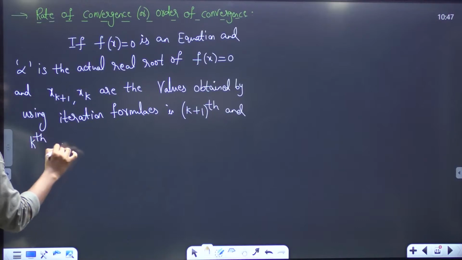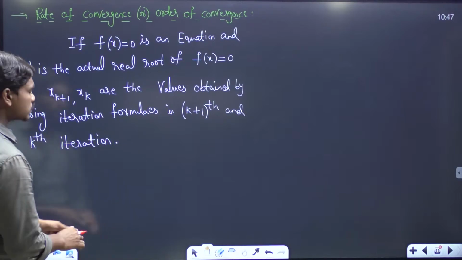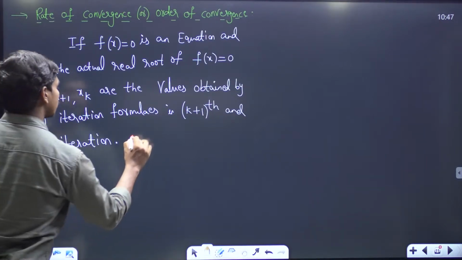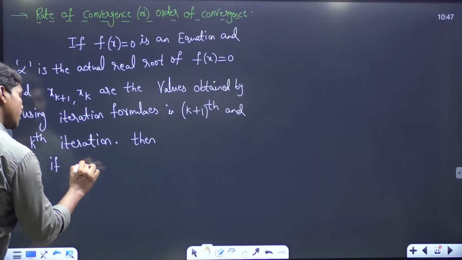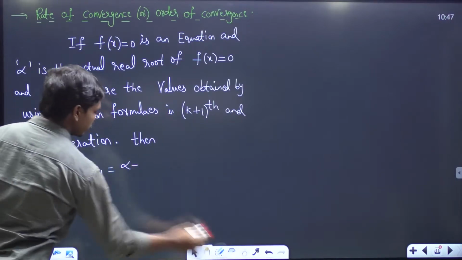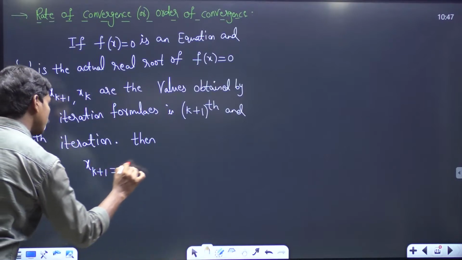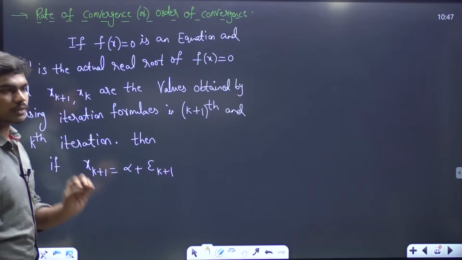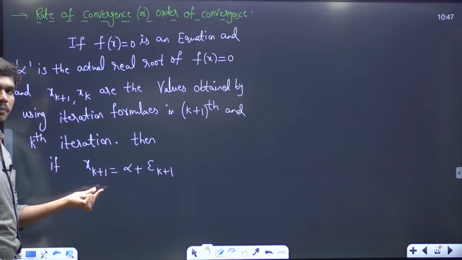See, definitely if I'm given f of x and you use any of these methods, you have different iteration formulas, so you can calculate x_{k+1} and x_k when initial guesses are given to us. Then x_{k+1} is equal to alpha plus epsilon_{k+1}, because iterations only give approximated results but they don't give exact results. There will be a small change between the exact root and the value that you obtained in the (k+1)th iteration.